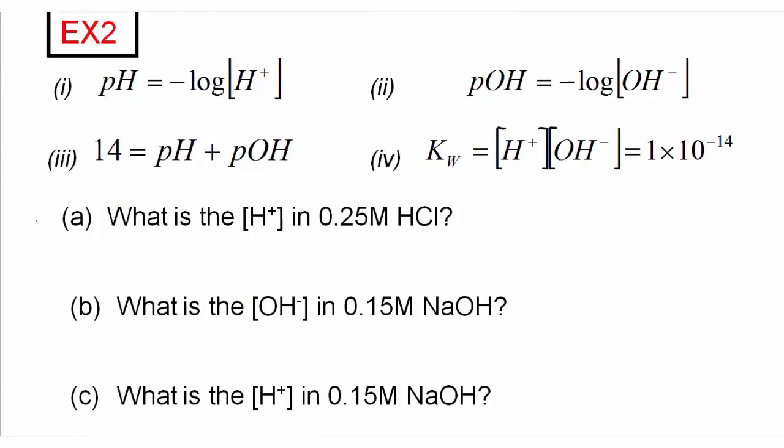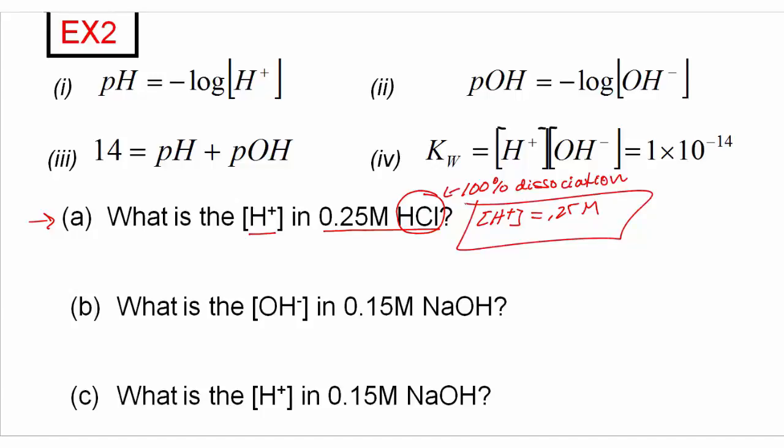Okay, let's try this one. What is the hydrogen ion concentration in 0.25 molar HCl? Strong acid, so that means 100% dissociation. And that's how all these homework problems are going to be for today. So that means the hydrogen ion concentration is 0.25 molar. It breaks up 100%. The chloride concentration is 0.25 molar, but we don't care about that.